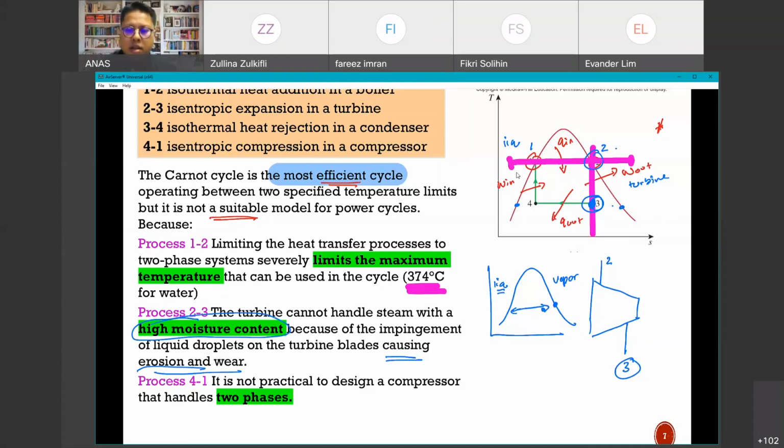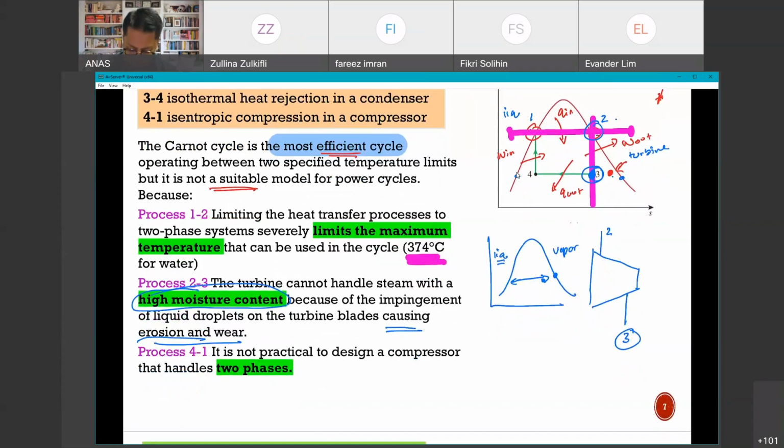Later on, when we look in detail at how this diagram works, we will see that our target or desirable location is very, very close to the vapor region, the saturated vapor line. That's what we are going to look at later.